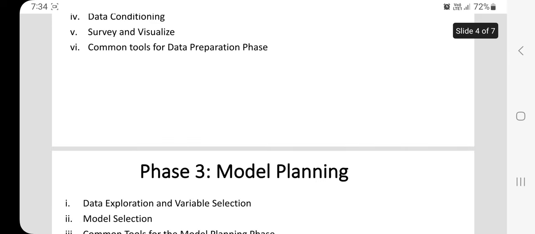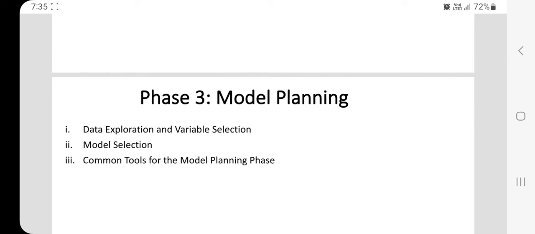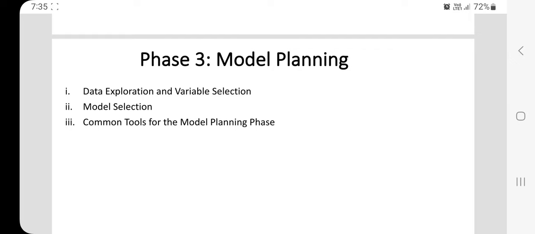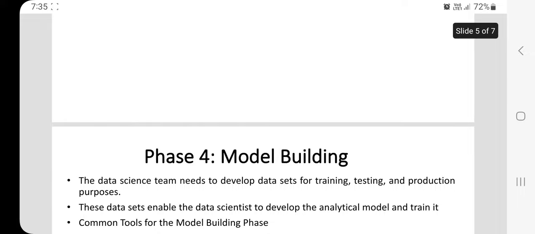Next phase is model planning. Phase 3, that is model planning. Here the team determines the methods, techniques, and the workflow it needs to follow in the subsequent model building phase. The team explores the data to learn about the relationships between the variables and subsequently selects the key variables and the most suitable models. Model selection is very important in model planning. Here some common tools are used for the model planning phase.